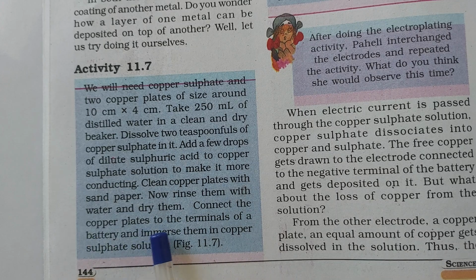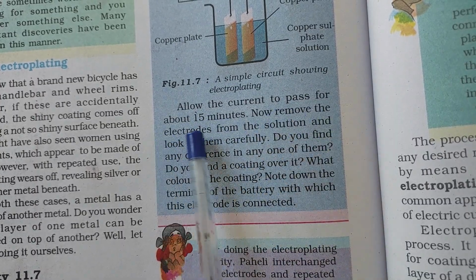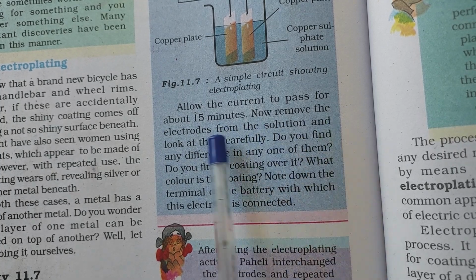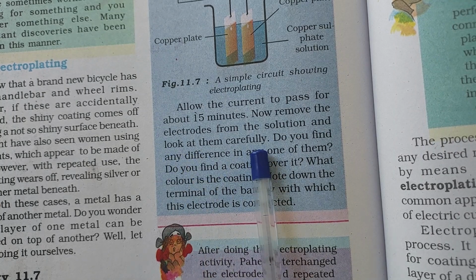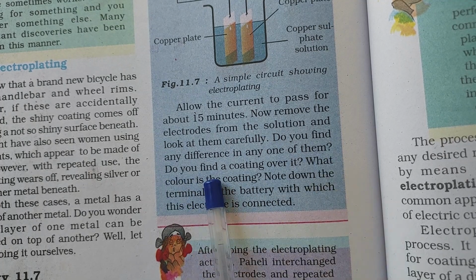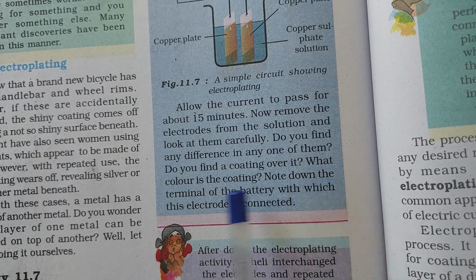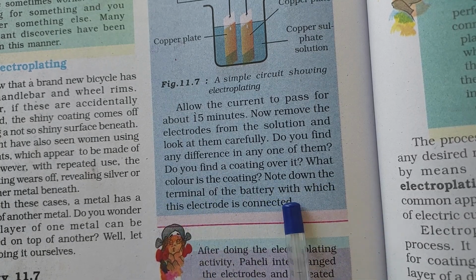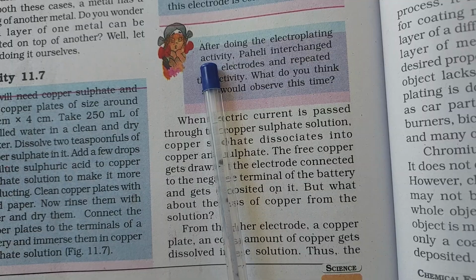Connect the copper plates to the terminals of a battery and immerse them in copper sulfate solution. Allow the current to pass for about 15 minutes. Now remove the electrodes from the solution and look at them carefully. Do you find any difference in any one of them? Do you find a coating over it? What color is the coating? Note down the terminal of the battery with which this electrode is connected.